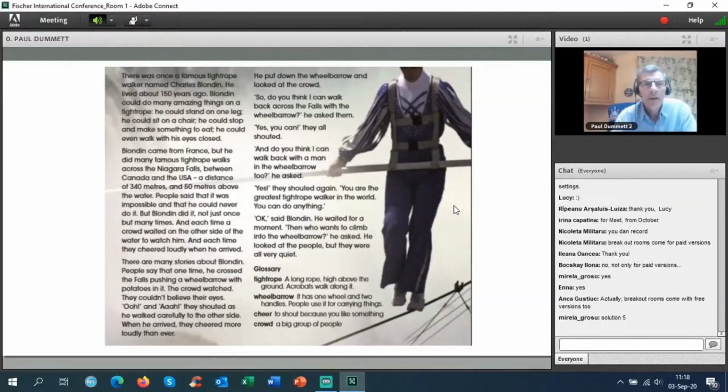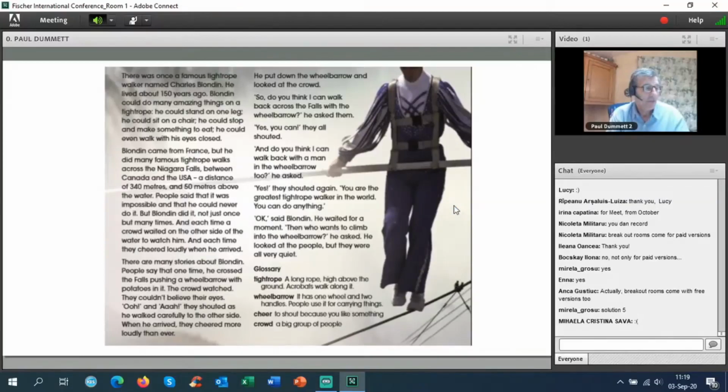So I'm going to read this one. This is about the tightrope walker, Blondin. There was once a famous tightrope walker named Charles Blondin. He lived about 150 years ago. So can someone tell me when that was? 150 years ago. Could someone tell me what the date was? Okay. And so on we go.